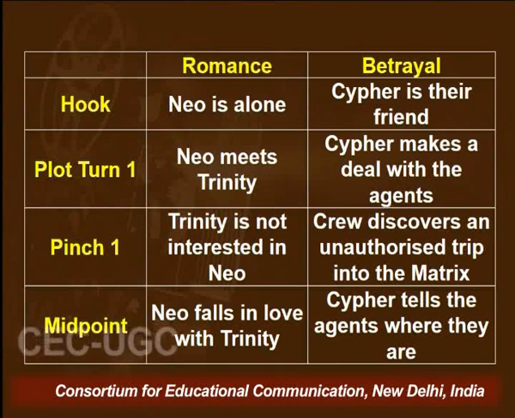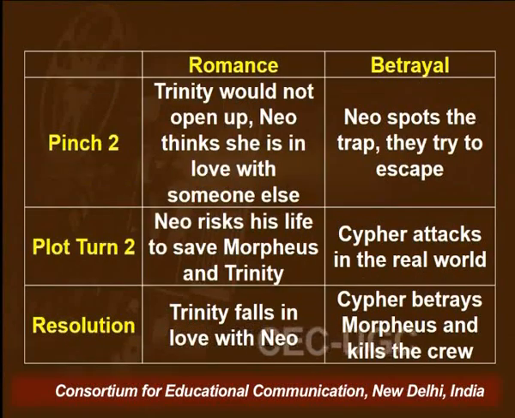For instance, in the Matrix, Neo is alone when the film opens, then Neo meets Trinity during the process, then Trinity is not interested in Neo, then Neo falls in love with Trinity. Trinity would not open up, Neo thinks that she is in love with someone else. Neo risks his life to save Morpheus and Trinity, and finally Trinity falls in love with Neo.